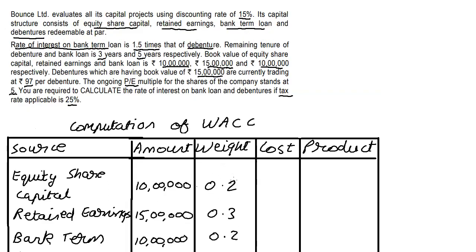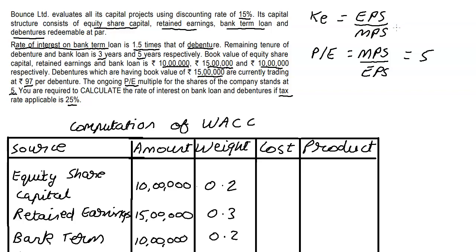Now, as far as the cost is concerned, let's see if we've been given some cost directly. We need KE. To solve for KE, based on the data available, they've not told us anything except the PE ratio. Keep in mind the PE ratio is nothing but the market price per share upon the earnings per share, which we have been given as 5. The cost of equity formula we'll be using is the earnings approach, earnings per share upon market price per share or net proceeds. So it's simply the reciprocal. EPS upon MPS is as good as saying 1 upon the PE ratio, which is 1 upon 5. Do the math and you end up with 0.2 as your KE. So we have 0.2 as the cost of equity share capital.